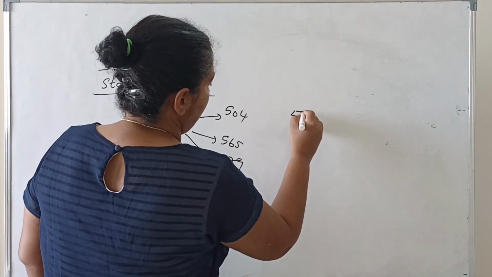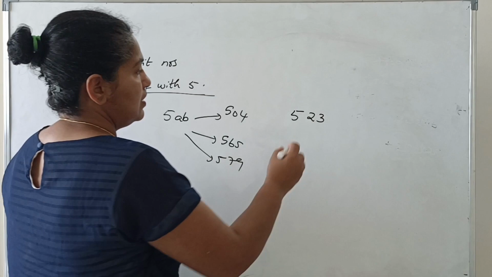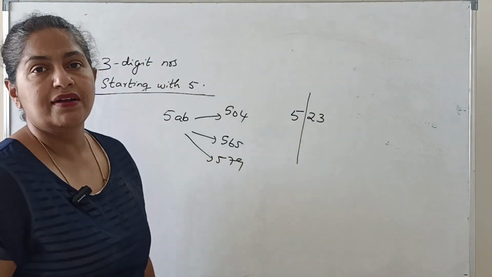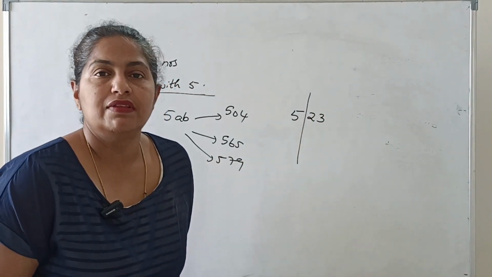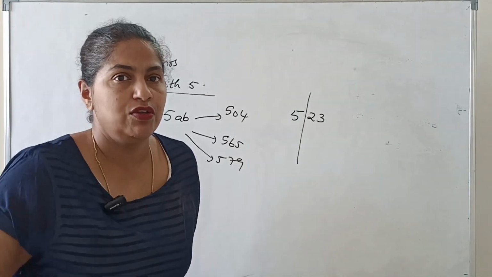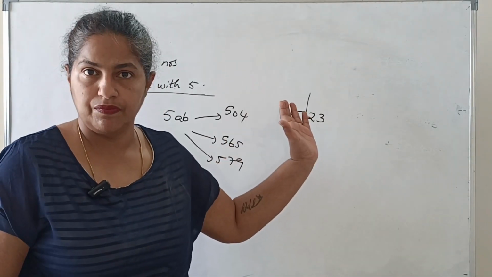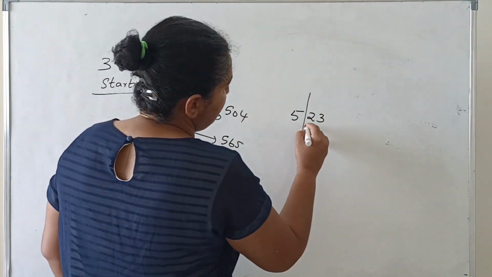Now how do you do it? Now if you have a number 523, okay, divide the number into two parts excluding the 5. We always exclude the 5, whether it is in the units place or in the tens place or in the hundreds place, we keep 5 away. Okay. Now write the square of this.